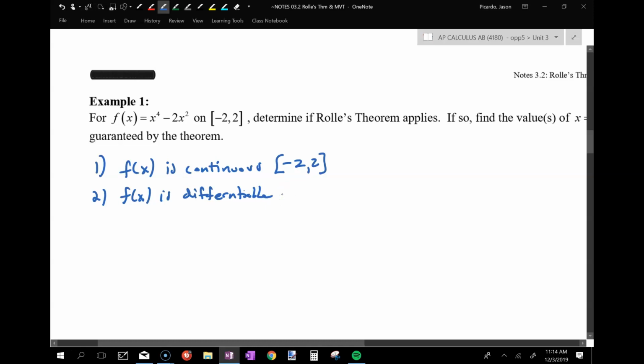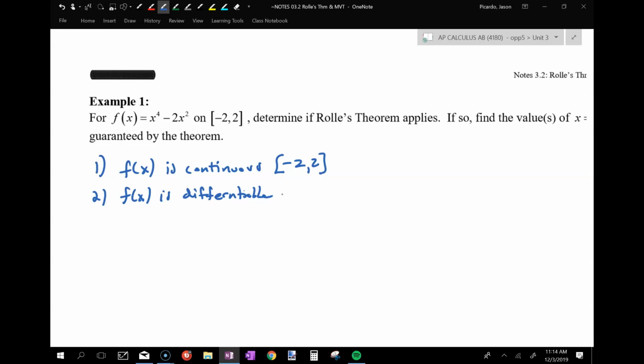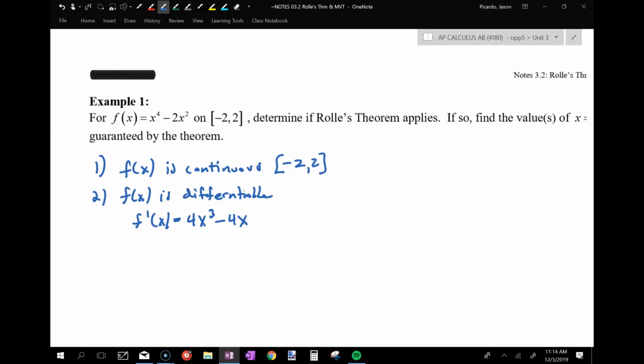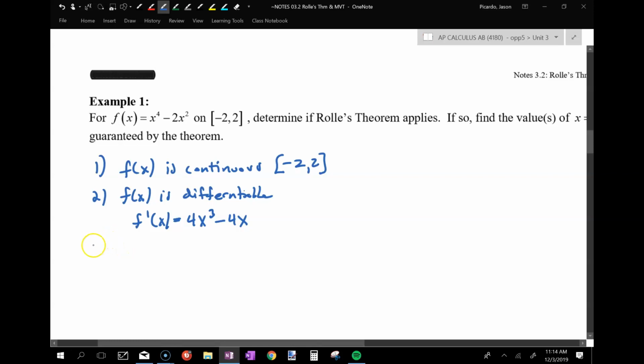Is f of x going to be differentiable? Well, can I take a derivative of this? Sure. Yeah, what's the derivative going to be? 4x cubed minus 4x. All right. So differentiable. I got a derivative, right? f of a has to equal f of b. All right. f of a, which is going to be f of -2. What's that going to give me? That's going to give me negative 2 to the 4th.